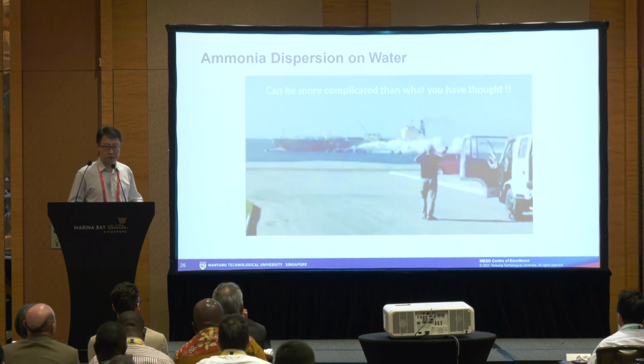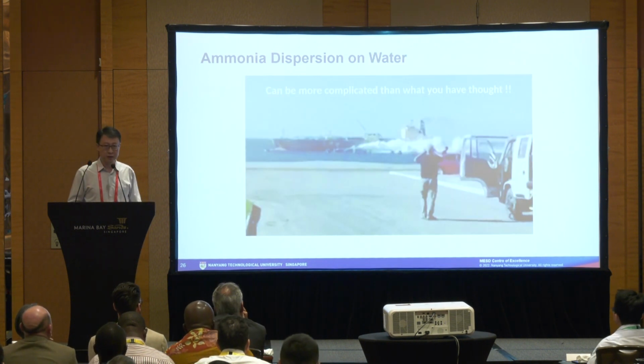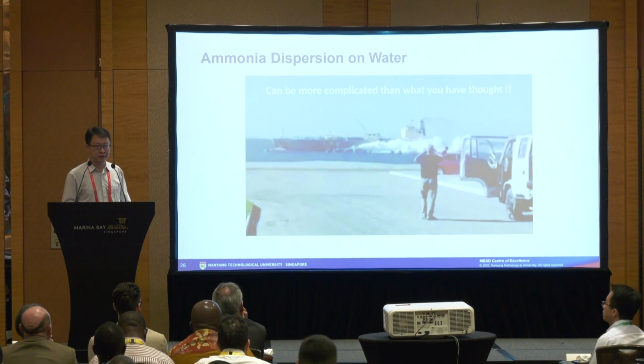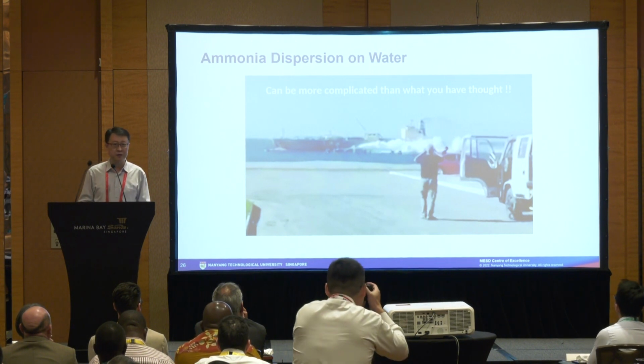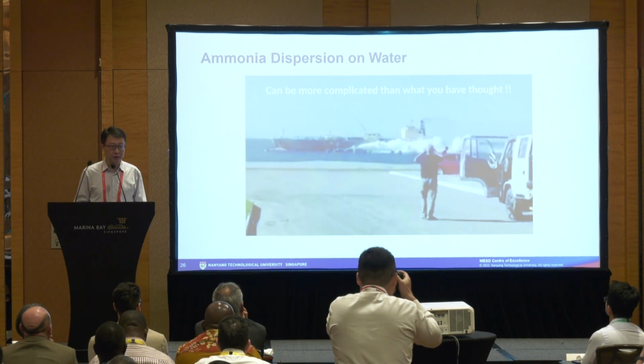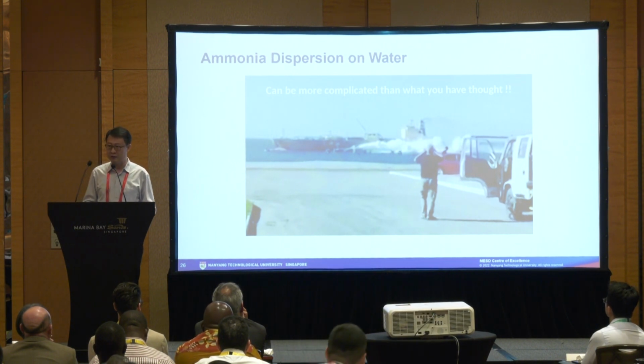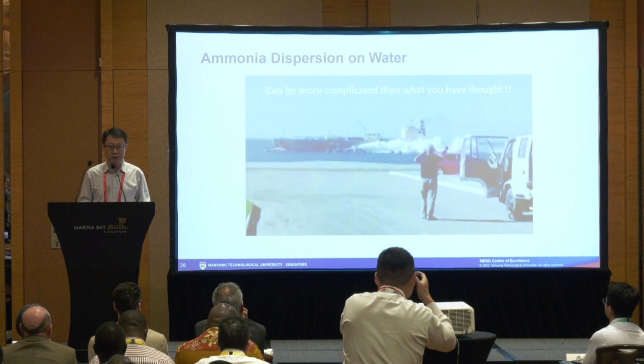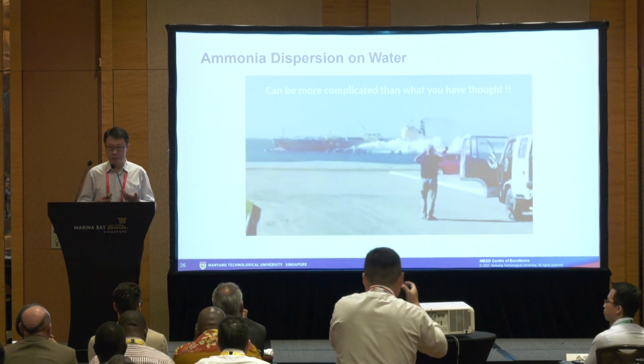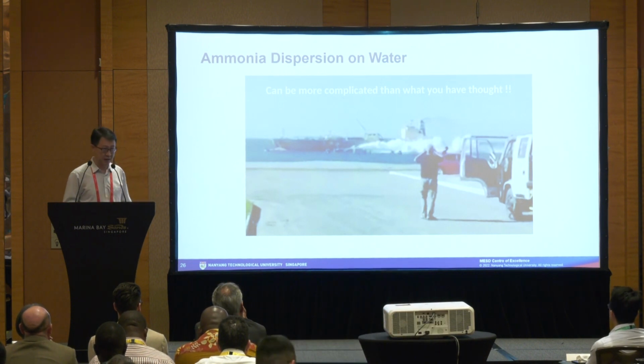And this is what happened 2 years ago when an ammonia carrier leaked about 1,000 kg of ammonia onto the seawater. What you can see is actually a cloud, and this cloud clings to the sea surface for quite some time before it has much more buoyancy and disappears.